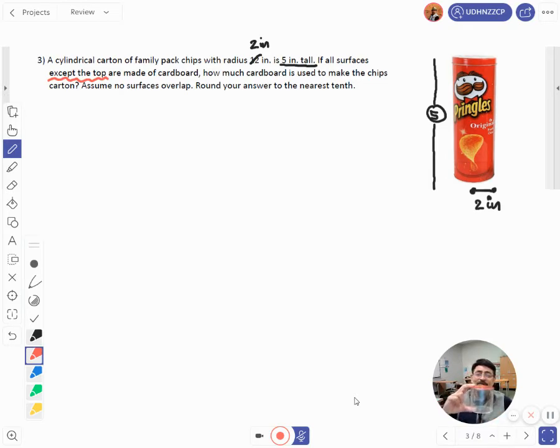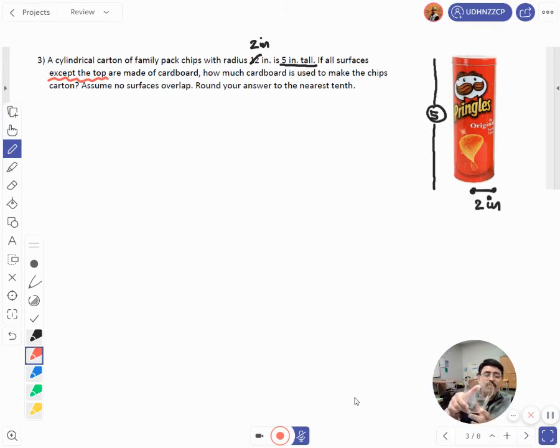cylindrical chips holder, right? The entire thing is made of carton, but when it comes to the top, you know that it is made of mostly plastic. The lid is made of mostly either a thin metal piece or maybe some plastic. So he says that except the top means please notice that we are not going to count the lid. So let me keep this net aside.